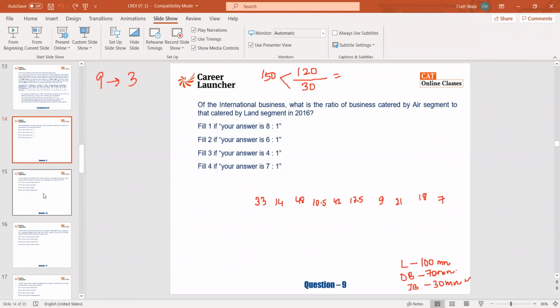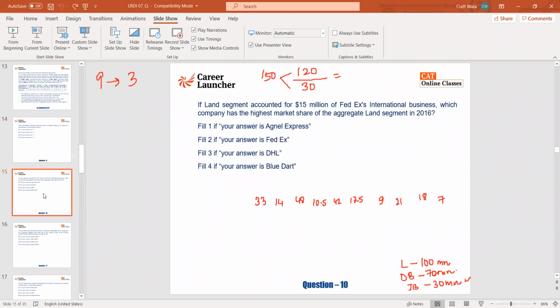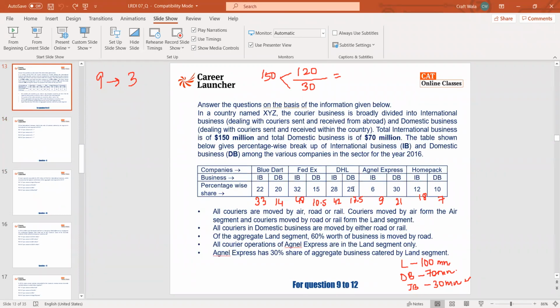What about question number 10? Did you guys write question number 10? If the land segment accounted for 15 million of FedEx international business, right? Which company has the highest market share in the land segment? So let's see. FedEx international land will be 15. So that means his land will become 15 plus this full is land. So 15 plus 10, 25, right?